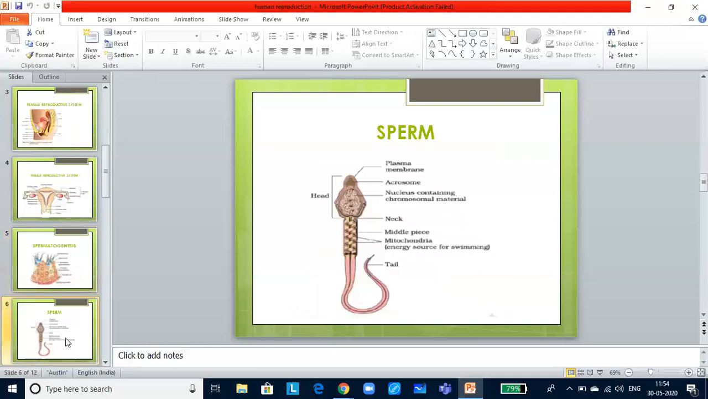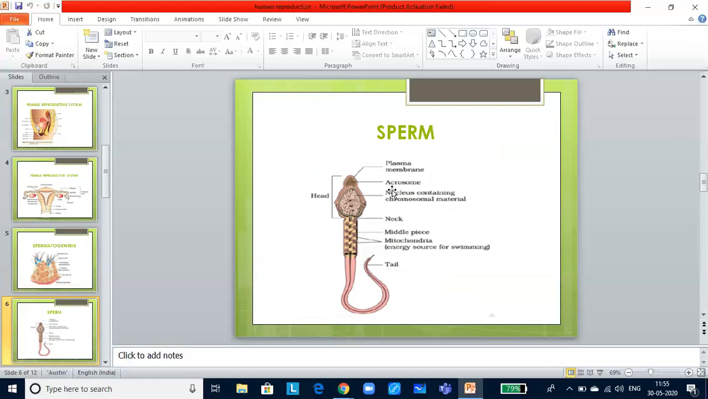Now let us look into the structure of a fully developed sperm. This is very important. Sperm is a microscopic structure composed of head, neck, and tail. The sperm head contains an elongated haploid nucleus, the anterior portion of which is covered by a cap-like structure called the acrosome. This is the acrosome. Acrosome contains the enzymes for breaking down the cell membrane of the ovum. It contains a haploid set of chromosomes.